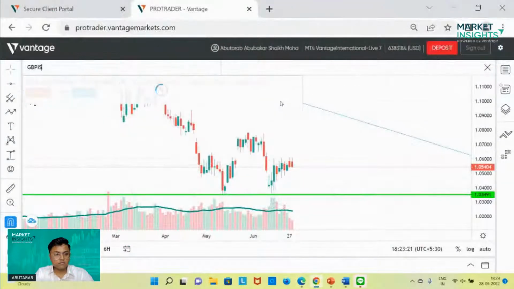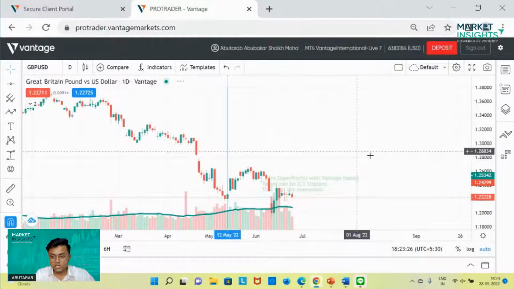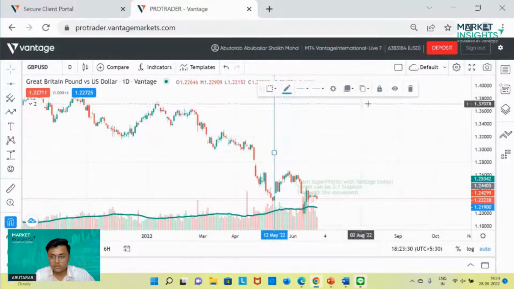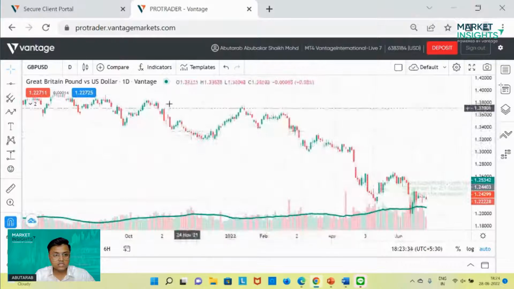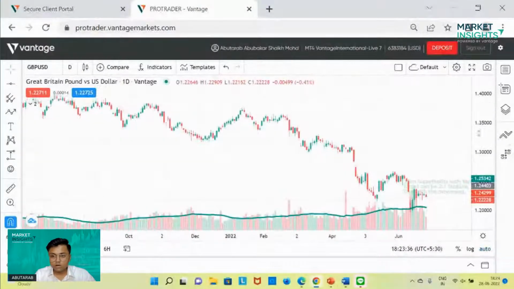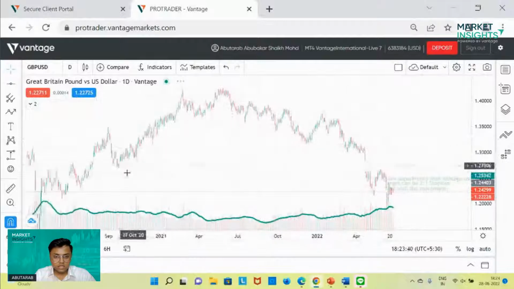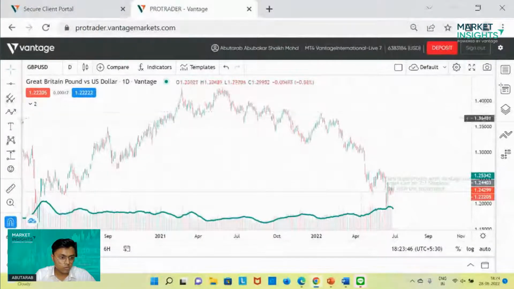We have got one of GBP USD, pound USD. Okay, it's something I might have done previously. So this is the pound dollar chart. Now look at this. This is almost a rounded top. Look at how much time it is taking to form a rounded top. It's also called a rounded top.